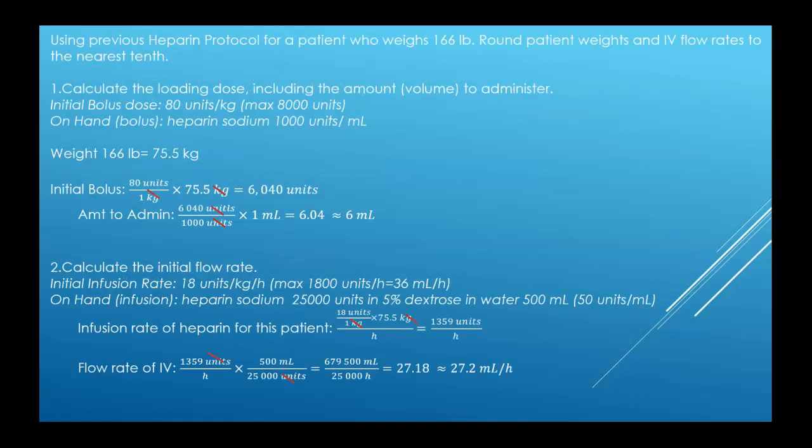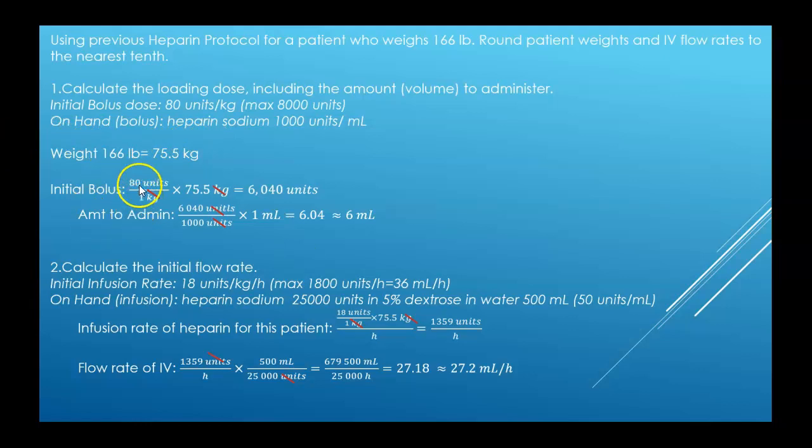So using the previous heparin protocol for a patient that weighs 166 pounds, round patient weight and IV flow rates to the nearest tenth. It says to calculate the loading dose, including the amount to administer. So remember, the loading dose was 80 units per kilogram, and on hand for the loading dose was 1,000 units per milliliter. So the weight's 166 pounds converted to kilograms.